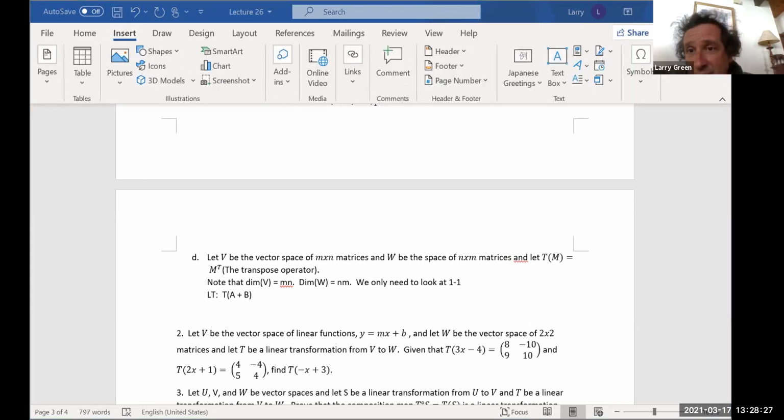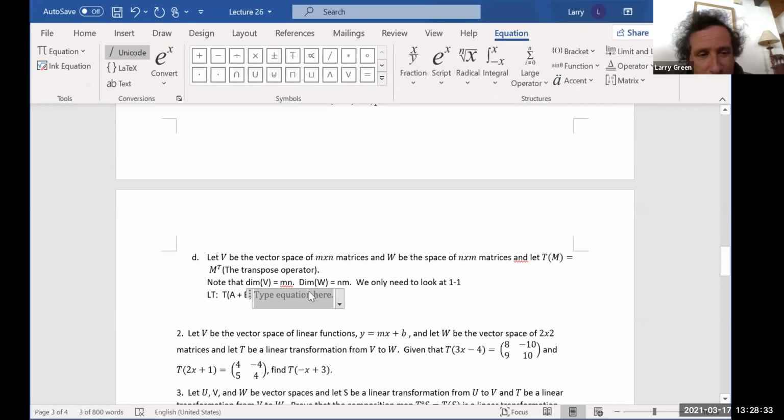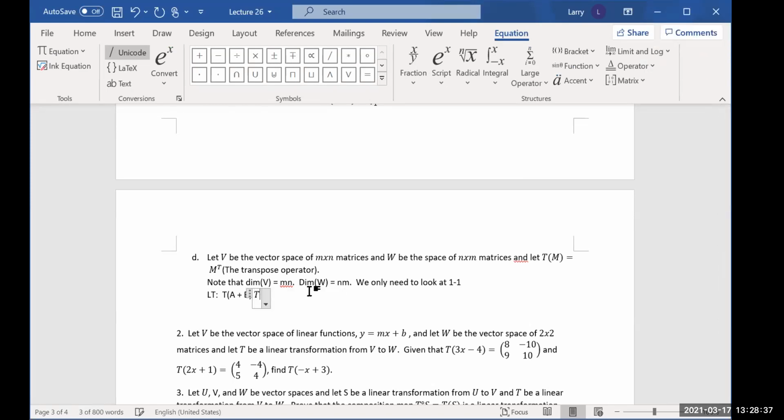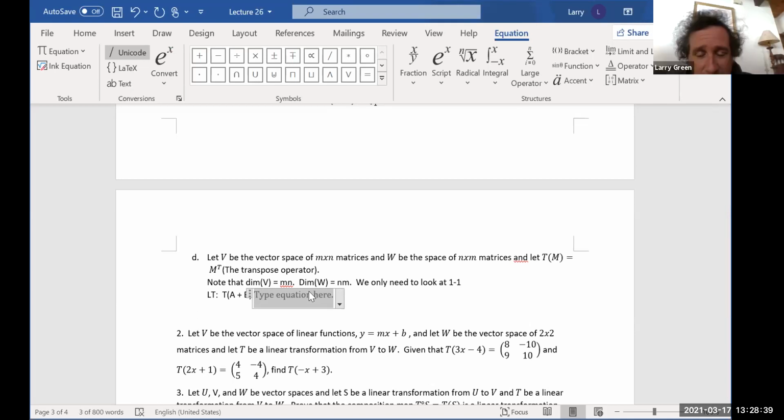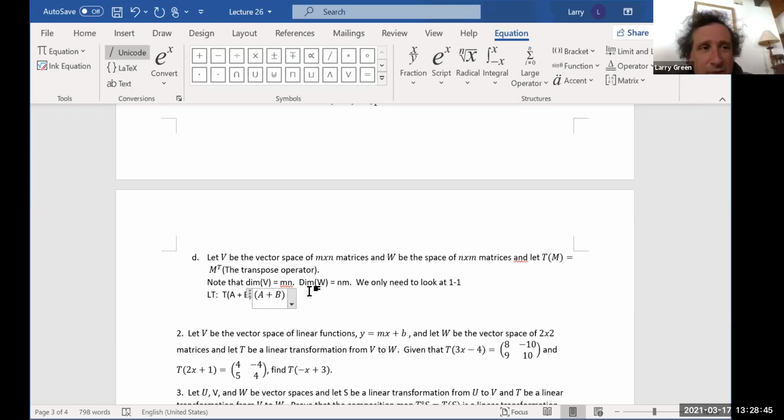By definition, what is T of A plus B? T of A plus T of B. Well, that's what we're hoping for. But by definition, what's T of A plus B? That's T of A plus B transpose. Everything's good except there's no more T. It's A plus B, all transposed.